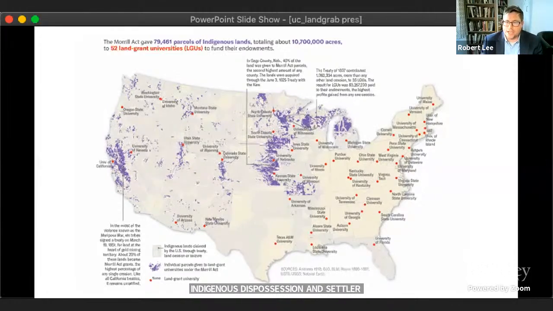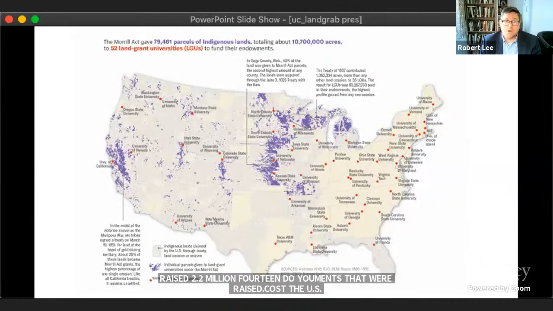Some of the pull issues that Margaret Pierce pulled in this map show you, for instance, the Chippewa Treaty of 1837, which contributed more than 1 million acres to 33 land-grant universities. That's more than any other indigenous land cession. It raised $3.2 million for the endowments. It cost the U.S. approximately $65,000 for the land that became part of the Morrill Act.